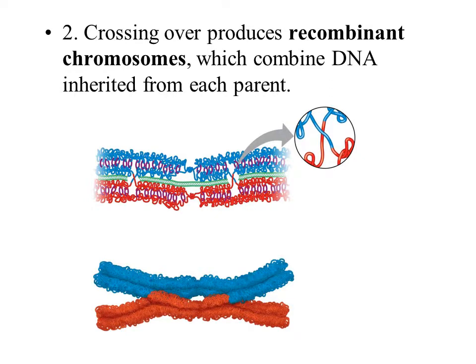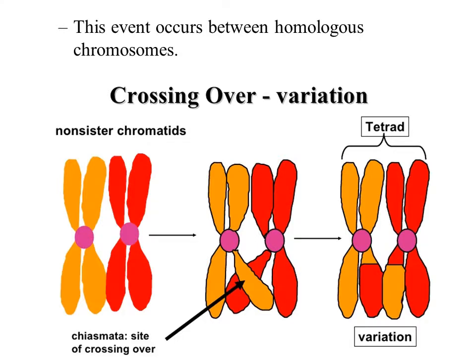The second thing that created you, that made you so special, is crossing over. So crossing over produces recombinant chromosomes. So now the chromosome can change. So this means you're going to combine DNA inherited from each parent. So if we look at our image, we have a blue chromosome and a red chromosome. This crossing over event will only occur between homologous chromosomes.